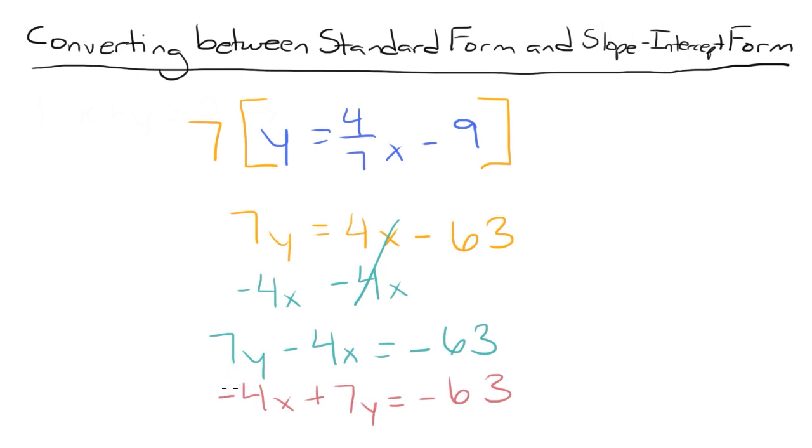A is negative, so we need to deal with this first. To get rid of the negative in front of the a, we're going to multiply the entire equation by negative 1. When we do this, we'll get negative 1 times negative 4x is 4x. Negative 1 times 7y is minus 7y. And negative 1 times negative 63 is positive 63. So now our a value is positive, and both our a and b values are whole numbers. So this is our final answer.